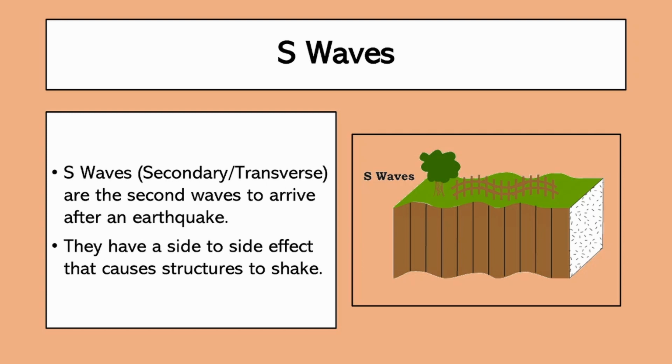The reason for that is that they have a side-to-side shaking effect that causes structures to shake. So rather than just pushing them up and down, it's going to push them side to side. If you've ever played Jenga, if you bump under the table, it's just going to push your Jenga blocks up into the air, but they're not necessarily going to fall over. But if you shake that table side to side, there's a very big chance that those Jenga blocks are all going to fall down. And you can see evidence of that on the right-hand side in the image, where the ground is all wavy and shaky.